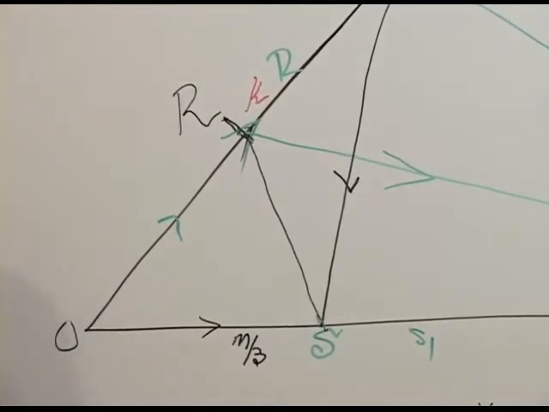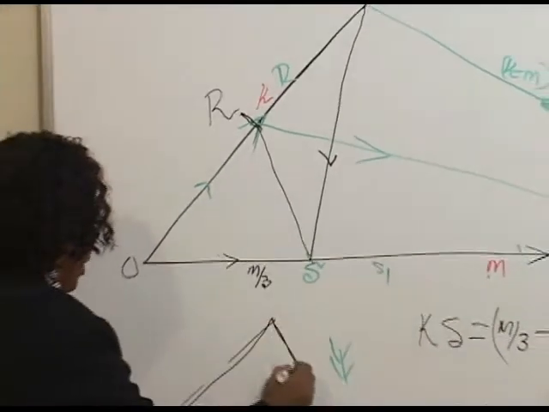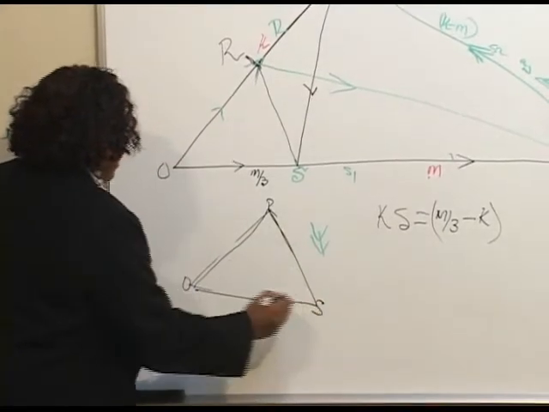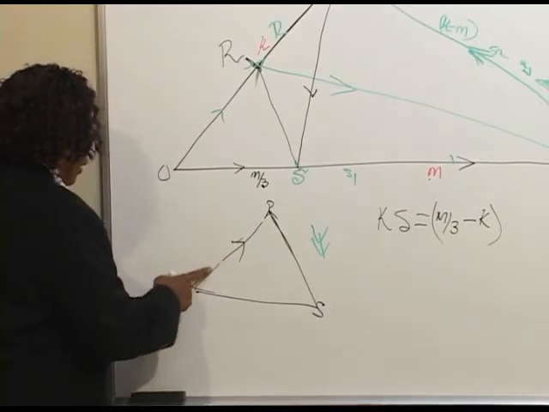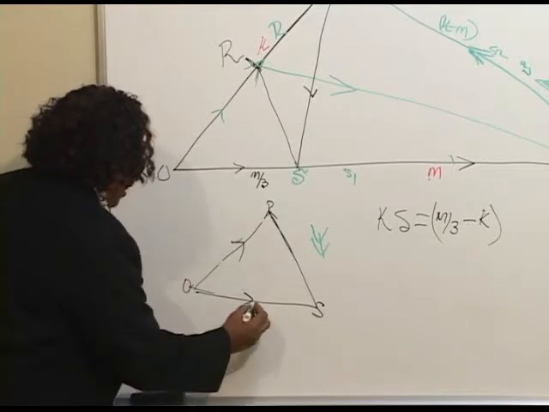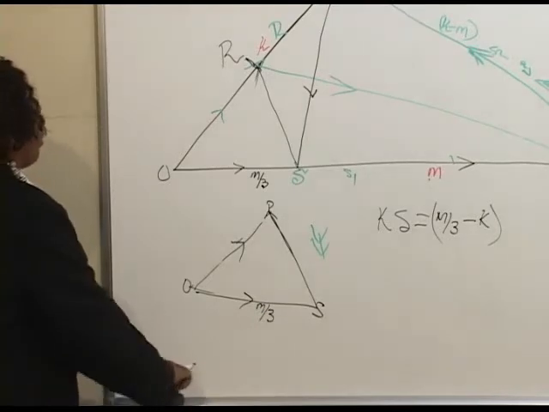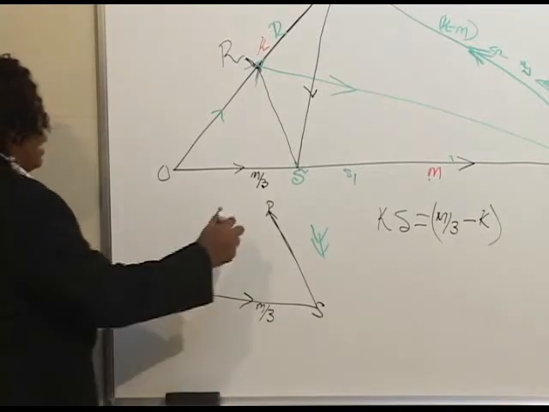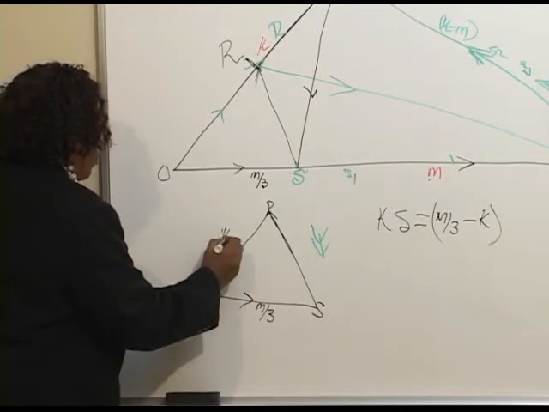So yes, we draw out our triangle, just sketching it to help you: this is R and this is S, with an arrow going in that direction, and OS going in this direction. We know that OS is M upon 3. Now, remember that R was the midpoint of the line OK, and if the whole length of OK is equal to K, then OR would be equal to K upon 2.